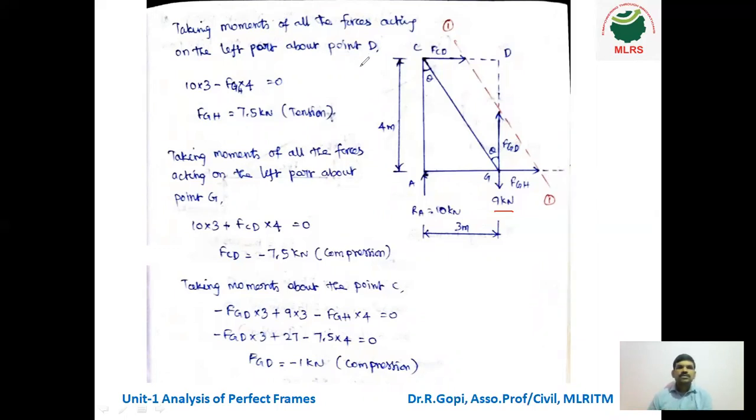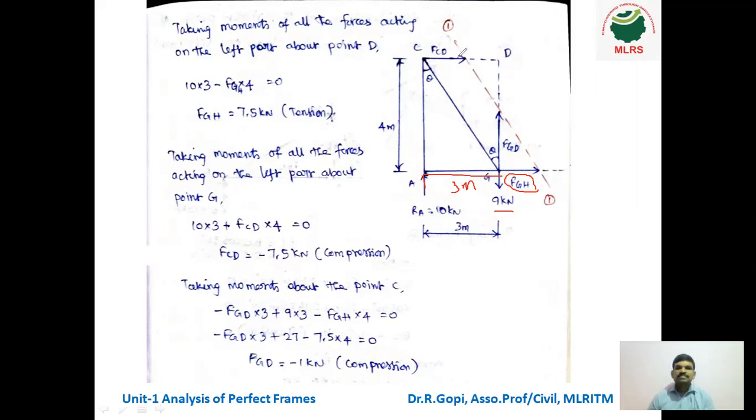First I will calculate FGH. For the FGH member, what is the opposite joint? D. So I have to take moments about the point D. What are the forces acting? First is the reaction force, this force into the perpendicular distance. This is clockwise, so plus 10 into 3. This distance is 3 meter, because the D point and G point lie in the same vertical line. So 10 into 3. Next, FGH.